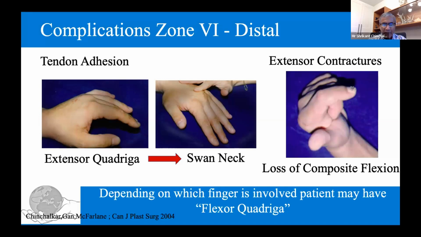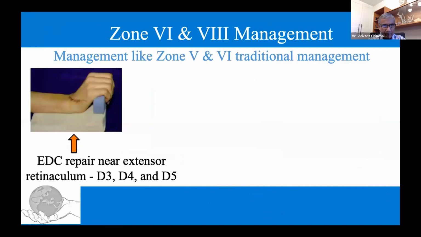In one of my studies, we tried to find out which finger is the most problematic for producing flexor quadriga. We identified that the ring finger was the most notorious one, then the long finger, and then the small finger. So you are either going to have extensor quadriga if you have an extensor lag at the metacarpophalangeal joint, or if the person is unable to flex the metacarpophalangeal joints as well as the interphalangeal joints, the likelihood of having flexor quadriga.